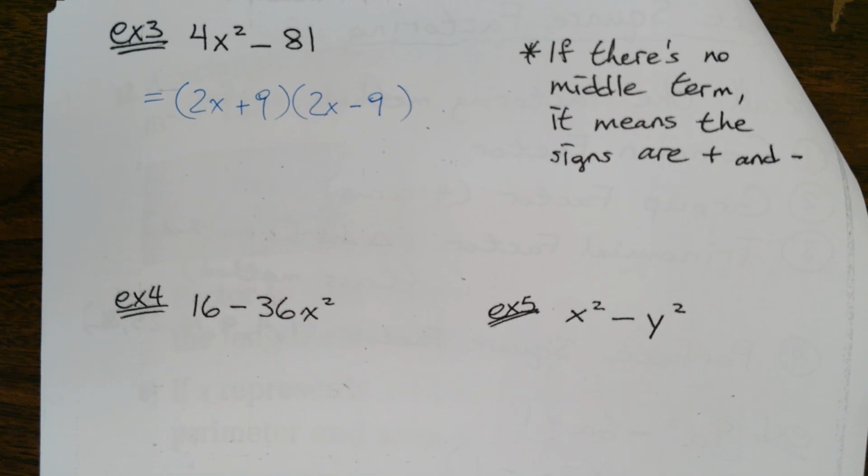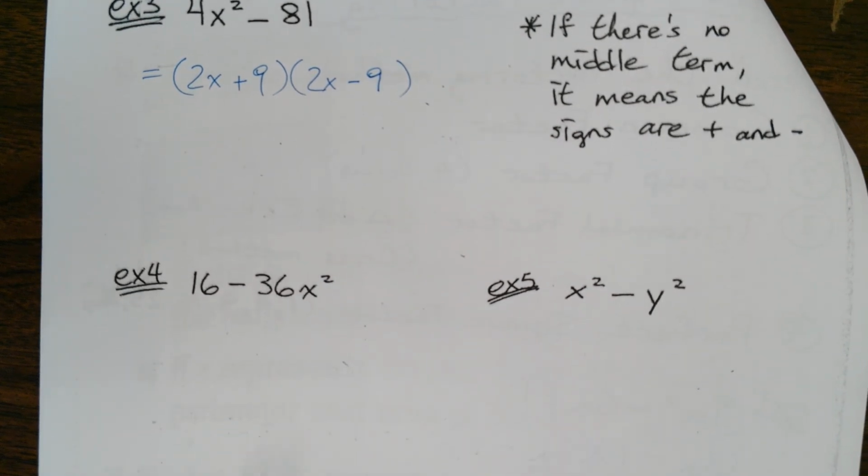If the middle term is positive, will the signs you use always be positive, or do you have to check? If the middle term sign is positive, that means both signs are positive. If the middle term sign is negative, then both are negative. Yeah, because they have to be the same in the bracket. So in that case, it will be.